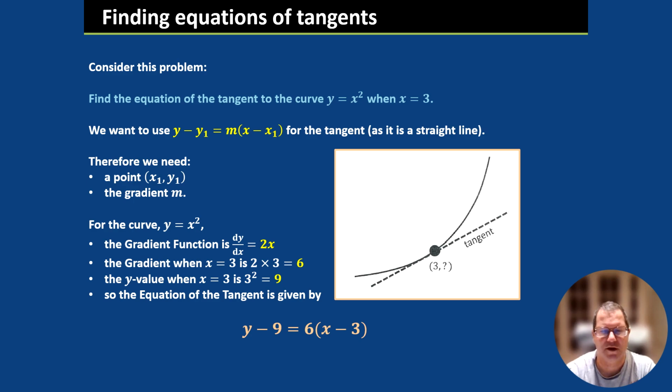So taking our curve of y equals x squared, the gradient function dy by dx is equal to 2x, from which the gradient at x equals 3 is going to be 2 times 3, which is 6. The y value will be x squared, so that will be 3 squared, which is 9. So we have a gradient of 6, we have y is 9, we know that x is 3. So substituting those into the equation, we get y minus 9 is equal to 6 brackets x minus 3. And we might need to rearrange that and put it in the form y equals mx plus c or some other form, but that's the answer.